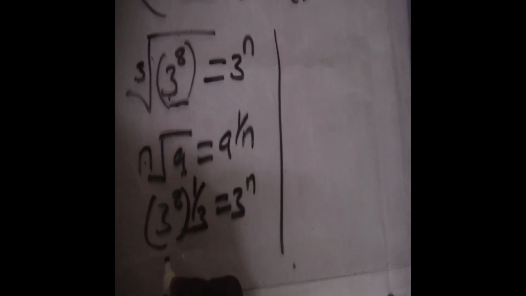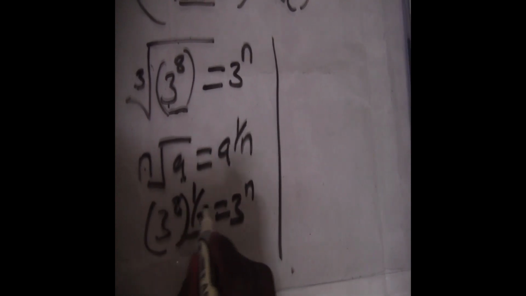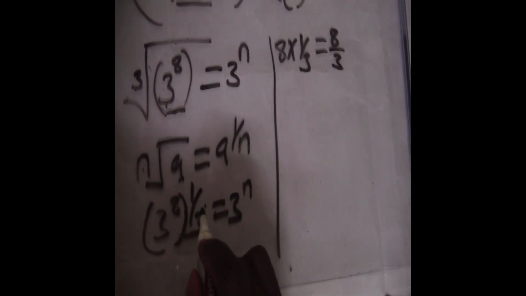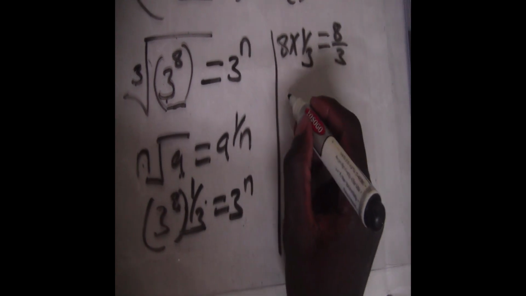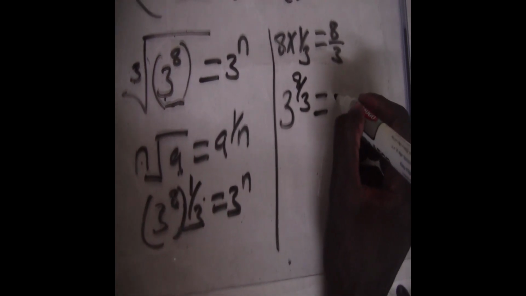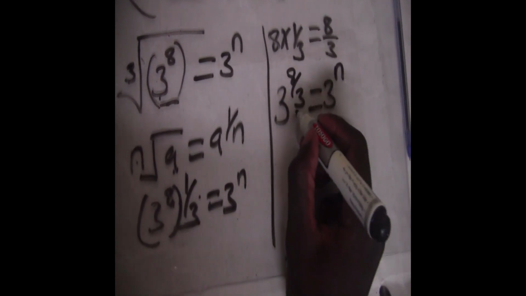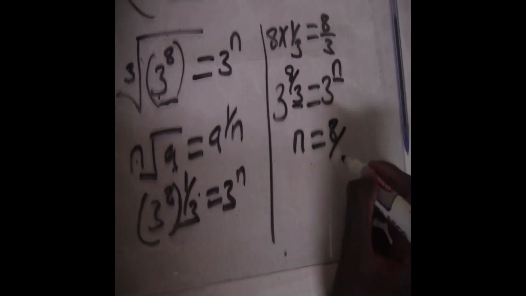And then you remember the power rule, which says you multiply the indices. So it will be 8 times 1 over 3. You'll get 8 over 3. So for this case, it will be 3 raised to power 8 over 3 is equal to 3 raised to power n. So this corresponds to this. So our n is equal to 8 over 3.